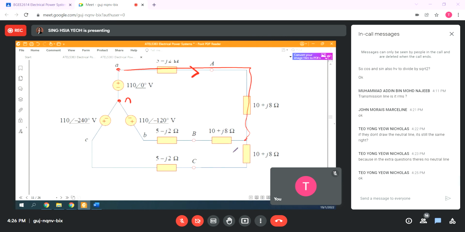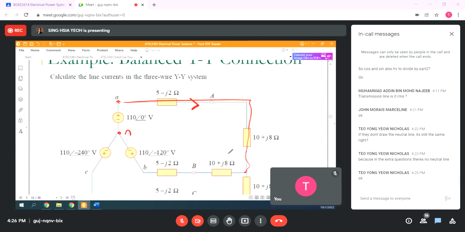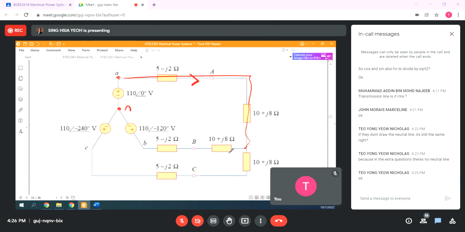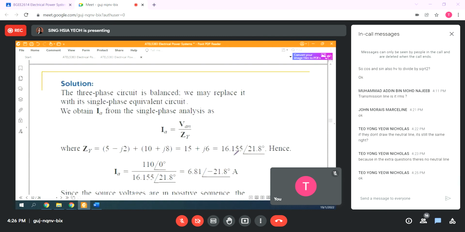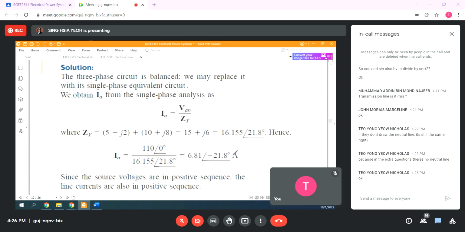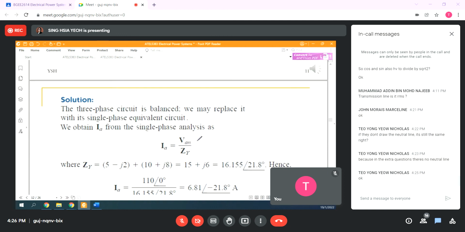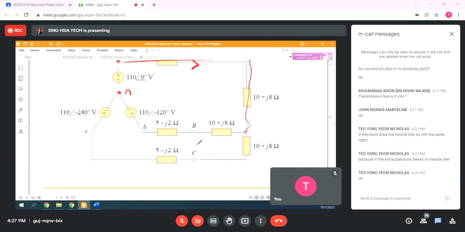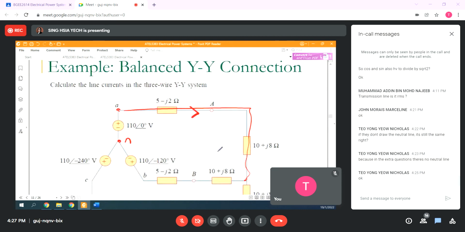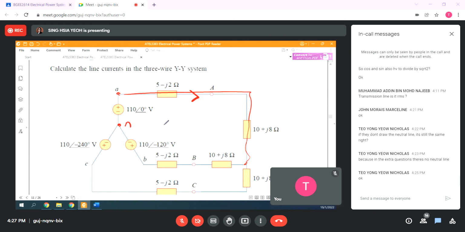Why is this question so weird? This is why. This is also not a good way to draw. Supposedly there is actually a neutral line N connected together here for the YY system.